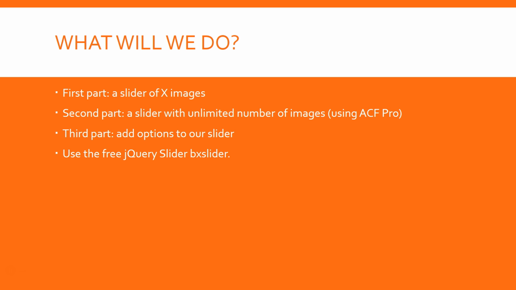In the third part, we are going to add options to the slider and allow the client or user to make changes to the options, like the speed of the slider and stuff like that, straight from the WordPress page. So that's going to be great as well. And just so you know, we are going to use the free jQuery slider, BX slider, in order to do all that. Okay guys, so let's get started.